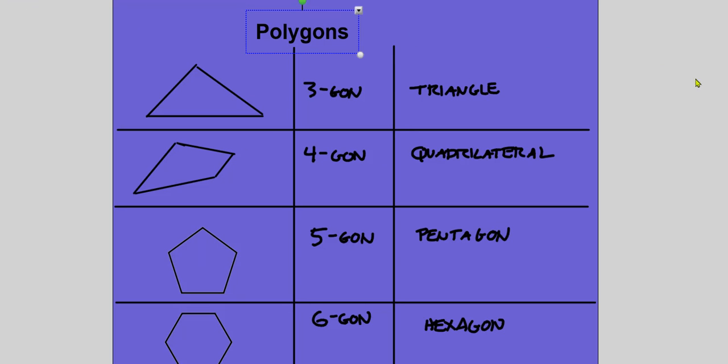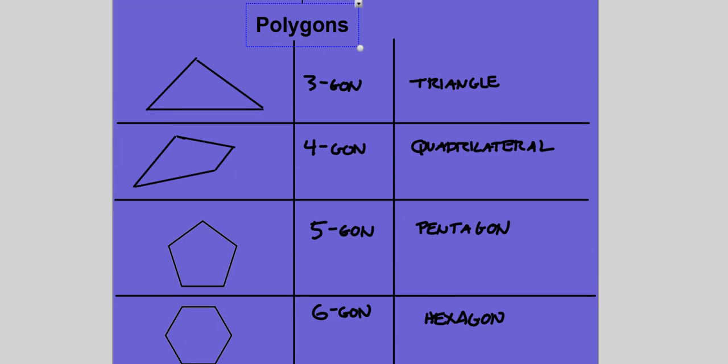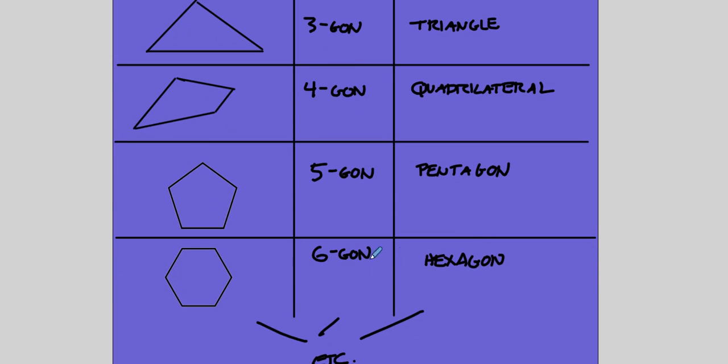Okay, so some types of polygons. The smallest number of sides on a polygon is three, a triangle. Also, we could call it a threegon. 4 sides is what we're going to be looking at in a few minutes. The 4gon is called a quadrilateral. A 5gon, 5 sides, is called a pentagon. A 6gon is called a hexagon, etc., etc.